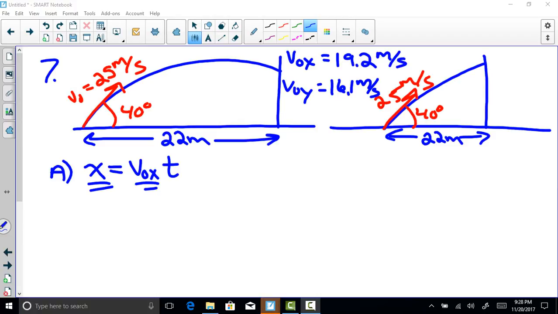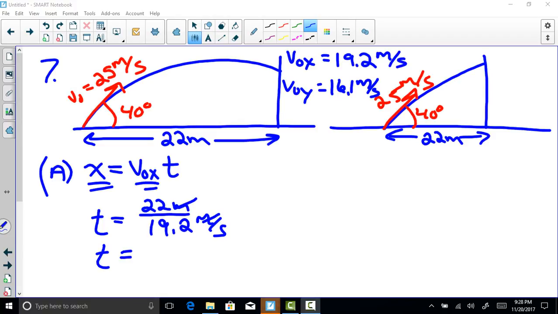Again, I expect you to show the work for that on your sheets, so I'm just skipping that particular step. Going back to part A, if I want to find the time that the ball is in the air, the time is just the 22 meters divided by the x component of velocity, which is 19.2 meters per second. Meters cancel out, which gives me my unit of time. So that comes out to be 1.15 seconds.